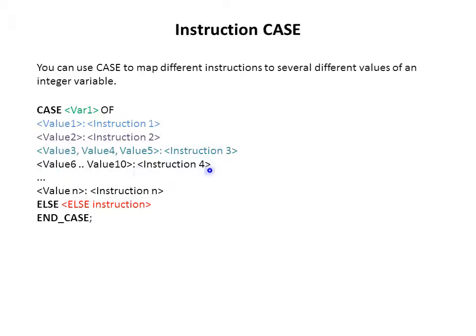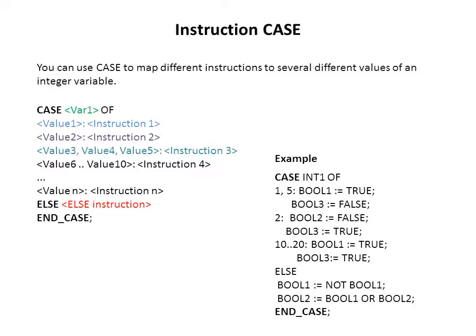This is the rule. How can we do this? After that, if the variable does not contain any value, the else instruction will be executed. So for example, how can we use this instruction in our ST program? Here it is. As you see, this is the example of the CASE instruction in the ST language.